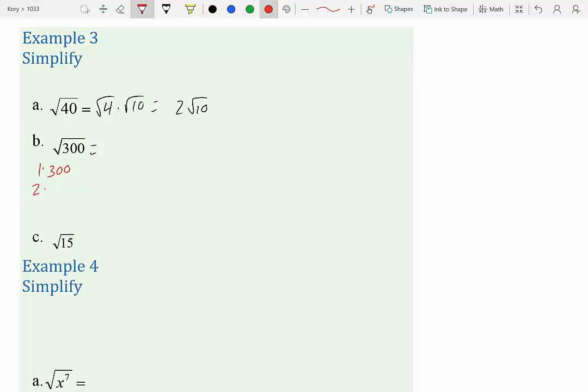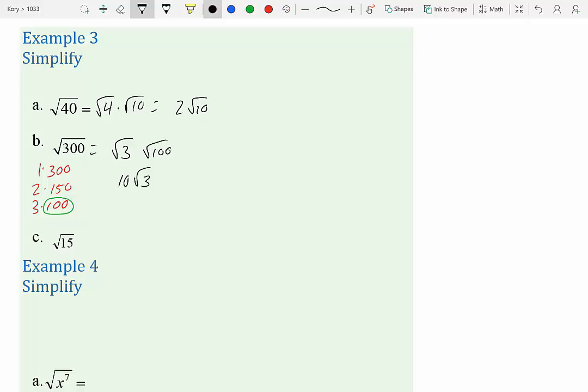2 times 150, 3 times 100. Stop when you get a perfect square. You see how we have 100? That's a perfect square, so we're going to stop right there. So we're going to simplify this into the square root of 3 times the square root of 100. The square root of 100 is 10, so we get 10 times the square root of 3.